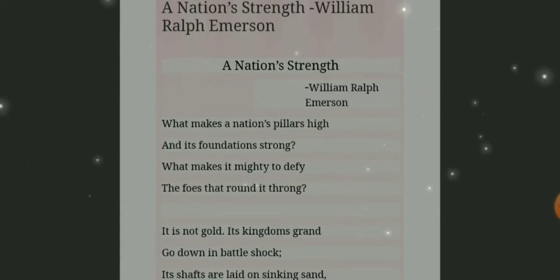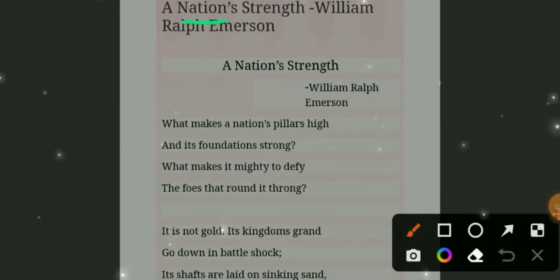I have good news for all those students who are studying in class 8, because I'm going to upload videos of class 8, and the series is the Tulip series of class 8. We are going to discuss the very first poem of the book, that is A Nation's Strength, and it is written by William Ralph Emerson.